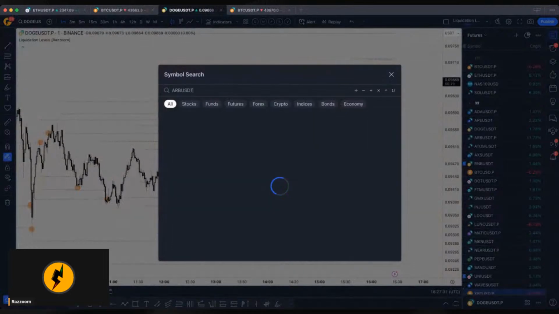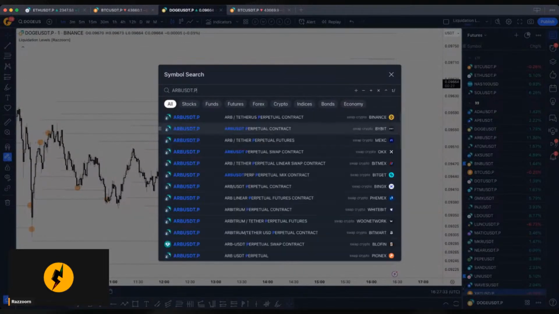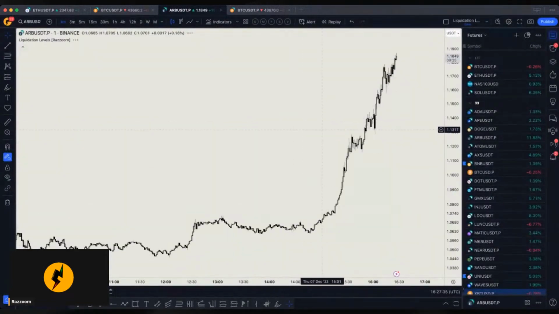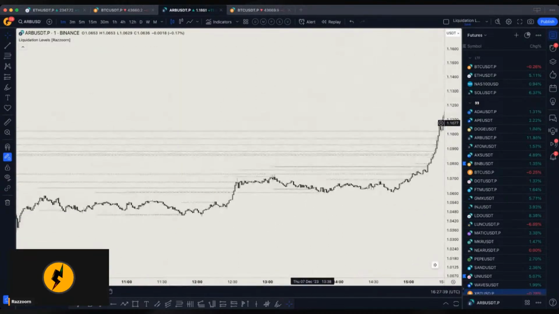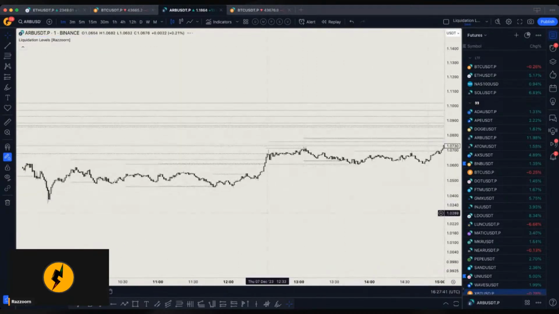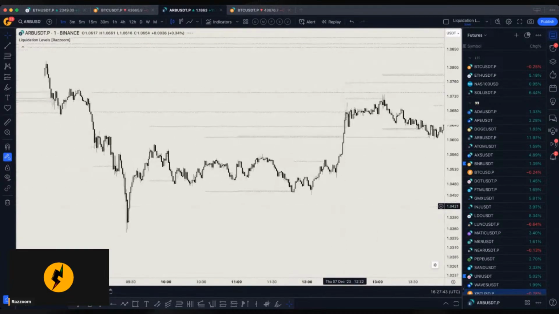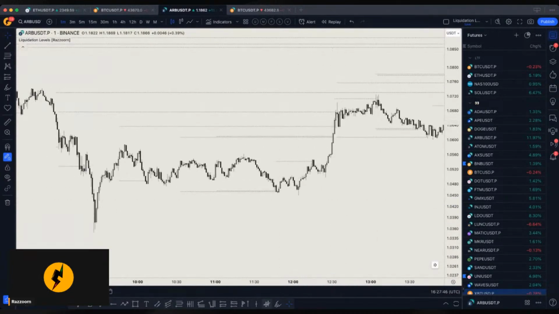ARB is a good one on lower time frame right now. Oh, it's pumping hard. I don't like to use it in environments like this. But yeah, pretty straightforward, right? You see this to this. So these moves are not random.